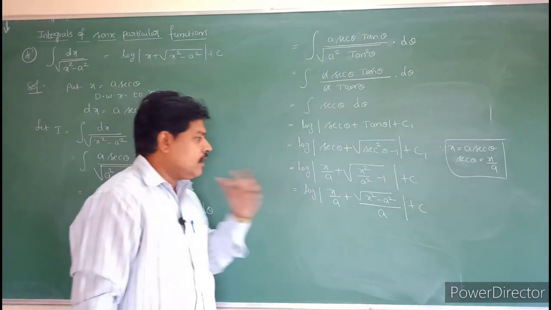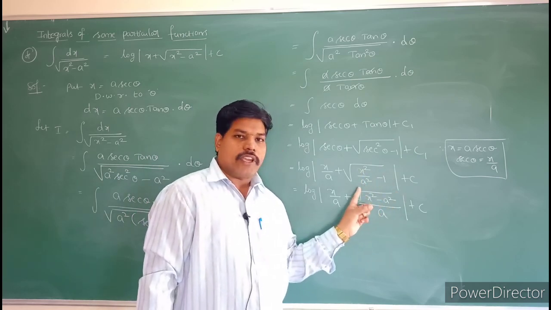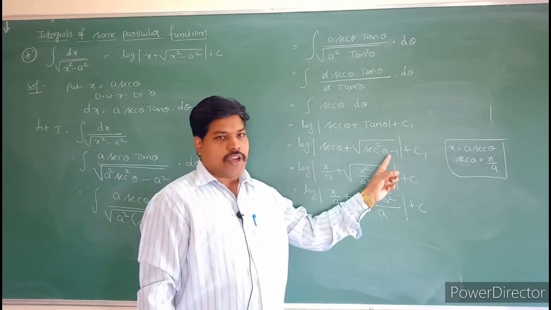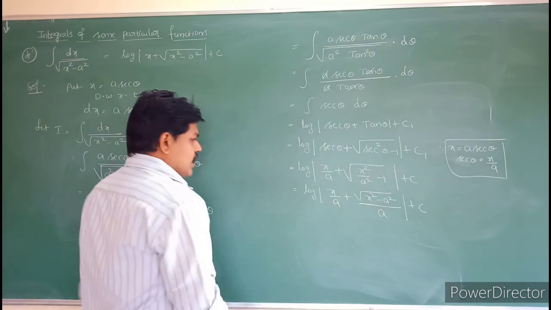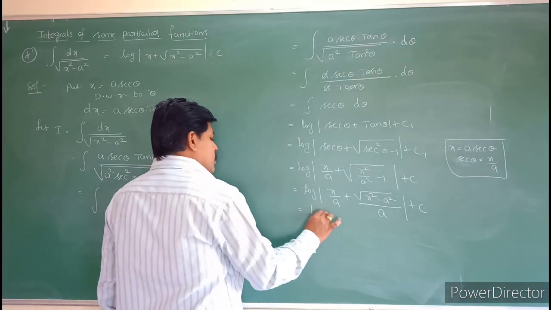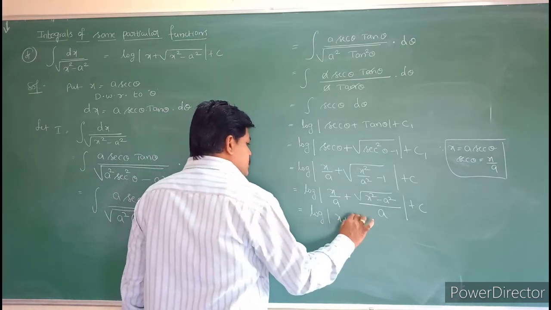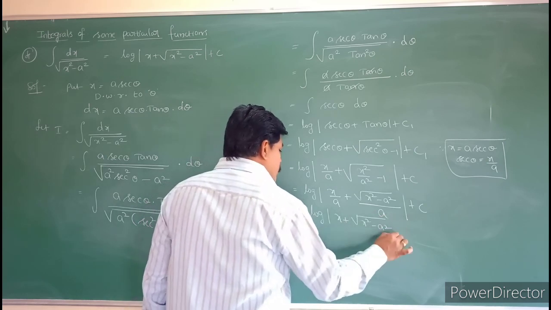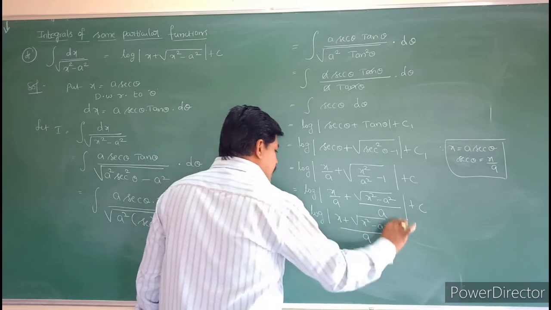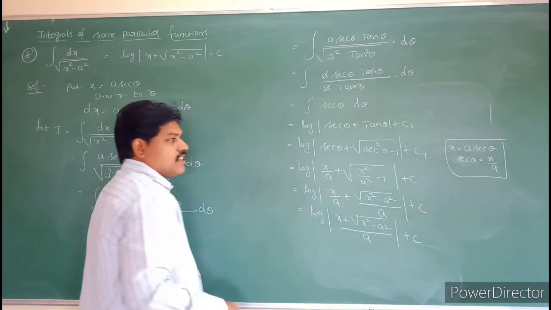So what I am taking, the LCM is a square. Root of x square minus a square by a square. So root of x square minus a square by root of a square. Root of a square is a. So here we can take the LCM. Log of mod x plus root of x square minus a square, whole by a, plus c. So I am taking the LCM is a.